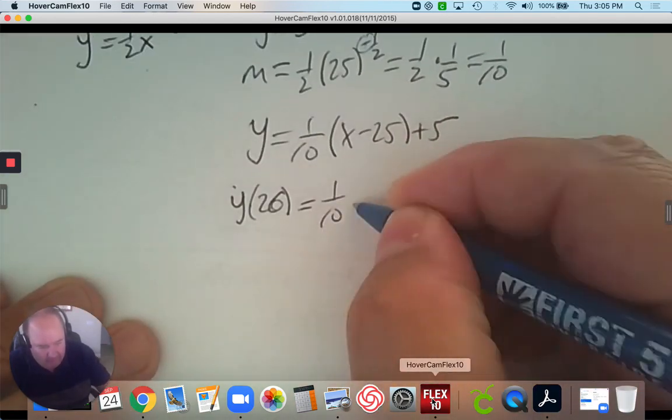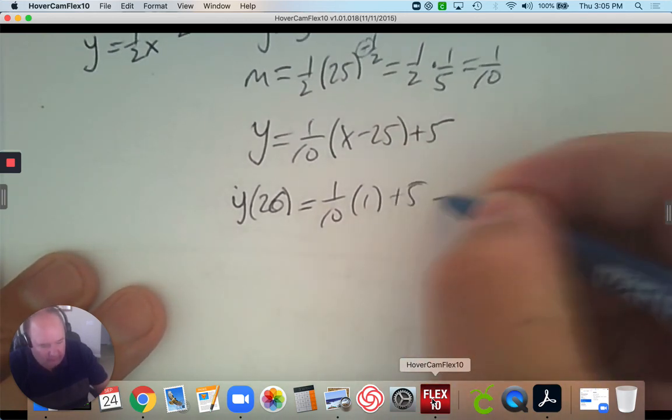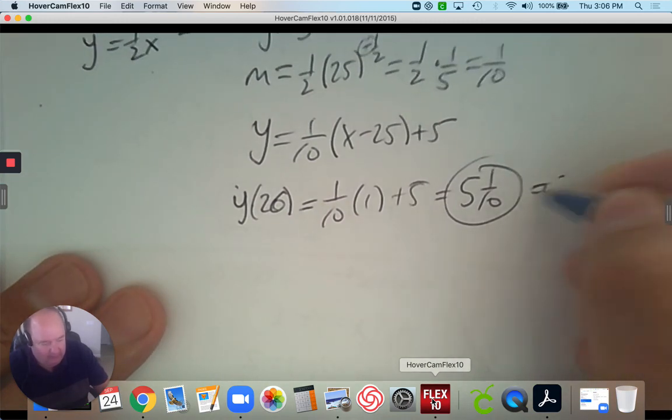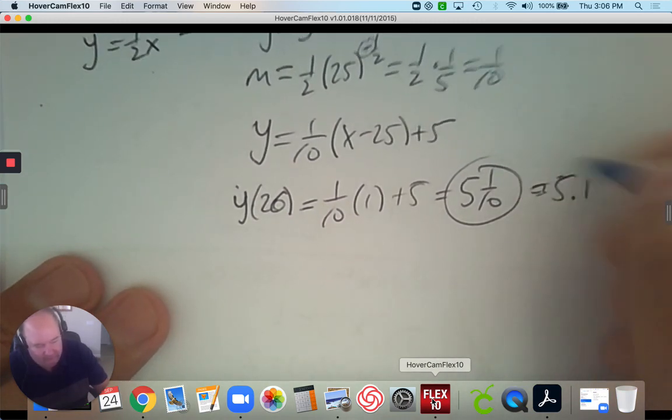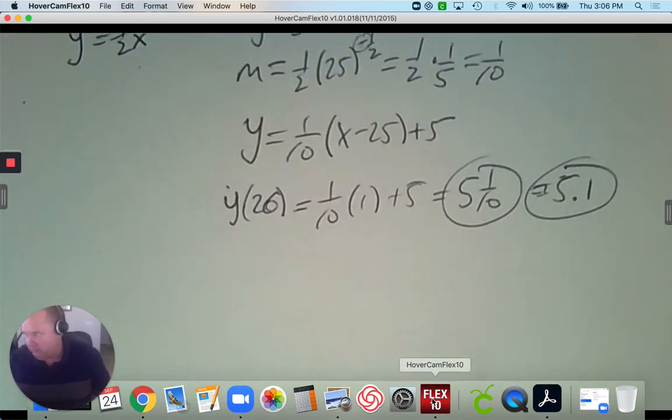So if I plug in 26, 26 take away 25 is 1. So it's just 5 and 1/10 as an estimate. Or you could say the estimate's 5.1. And there's your estimate, using calculus to estimate the value of the square root of 26.